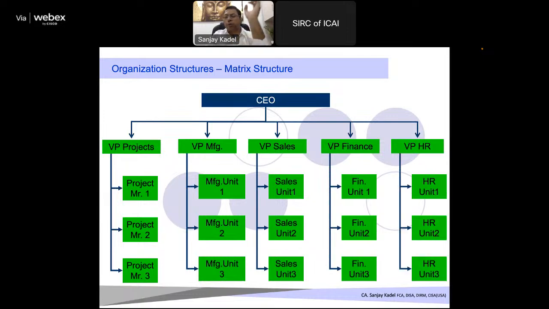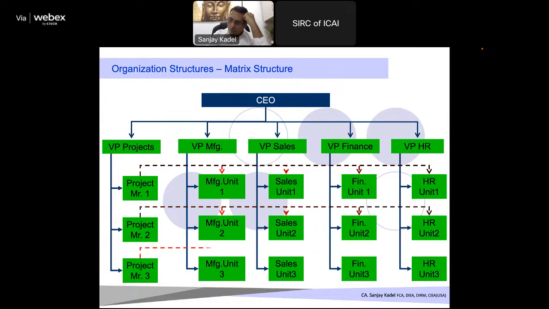Now, when project 1 is going on, what will project manager 1 do? As I told you, he will loop in manufacturing unit 1 under himself. He will loop in sales unit 1 under himself, and he will take control of finance unit 1 and HR unit 1. This is how project 1 will go on, where project manager 1 now also has control of different teams under different functions. Project manager 2 also does the same thing. He takes control of manufacturing unit 2, sales unit 2, finance unit 2, and HR unit 2. Project manager 3 takes care of different units.